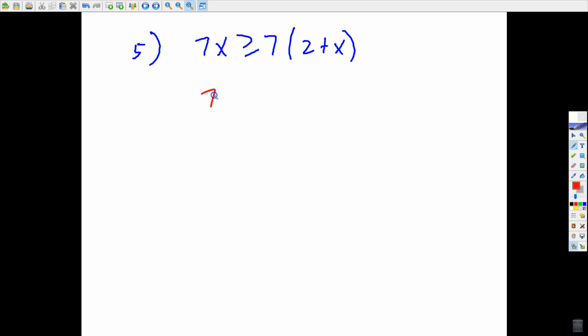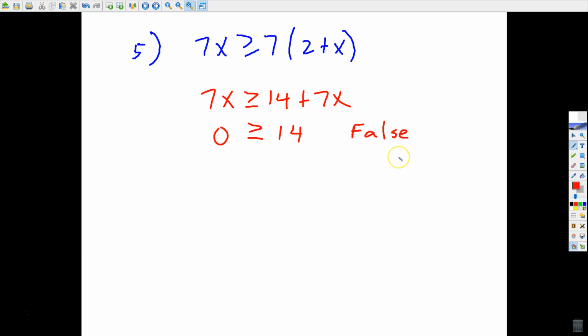So once again, I'm going to distribute. I'm going to try to get the x terms on the same side, but obviously the same thing is going to happen. If I subtract 7x from both sides at this point, the x terms are gone, and I'm left with an inequality statement, but is it true? Is 0 greater than or equal to 14? No.